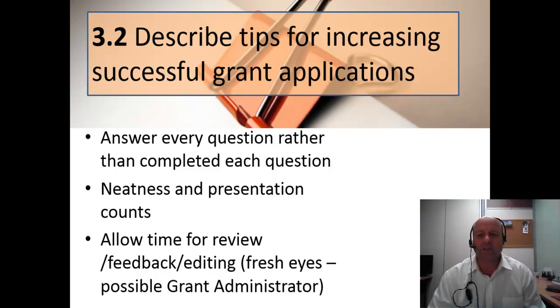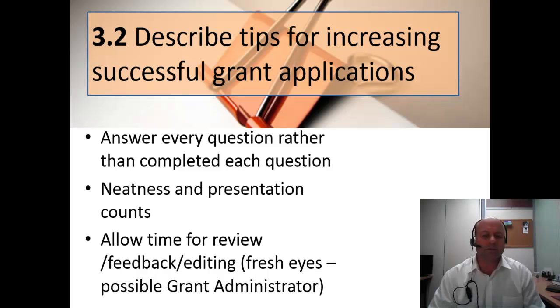Does it make sense to them? Maybe somebody who has absolutely no idea about your organization or the project that you're doing, because if they don't understand it, then that'll help you figure out how you might be able to make it clearer. Or talking to them about what it is you actually meant will often give you some tips on how you can make that clearer and more concise for the actual person who's going to be reviewing the grant.